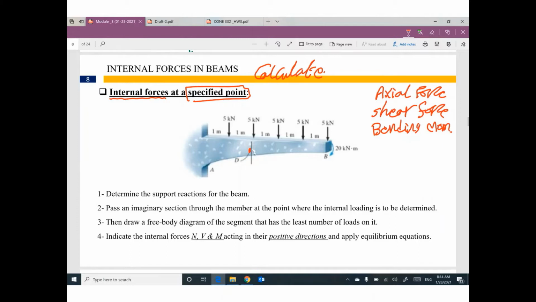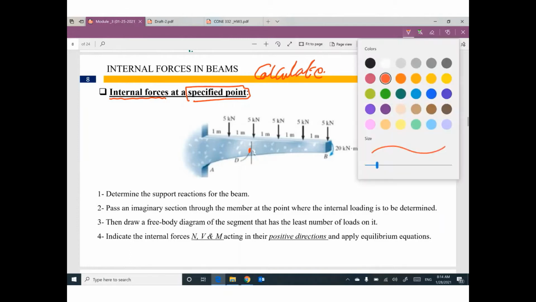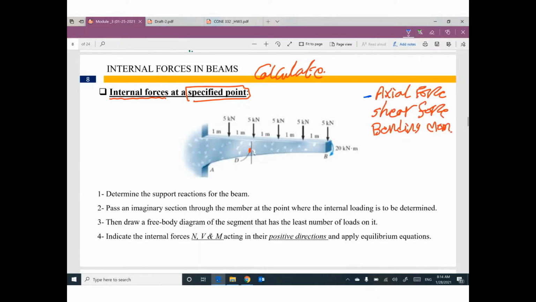So the first part in this chapter, we need to calculate the internal forces, axial, shear, and the moment at a specific point. We have a few steps. The first step, you have to calculate reactions. Do you remember what we learned last week? Do you remember what you did in homework number 2? To calculate reactions. The problem will not ask you to calculate reactions. The problem will ask you to determine axial force, shear force, and bending moment. However, the first step, you need to determine reactions.